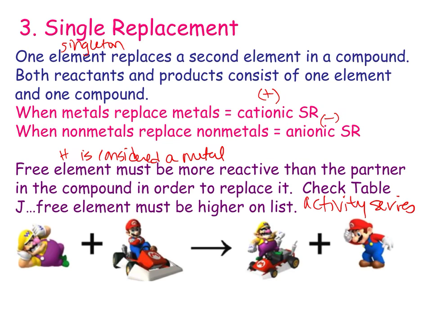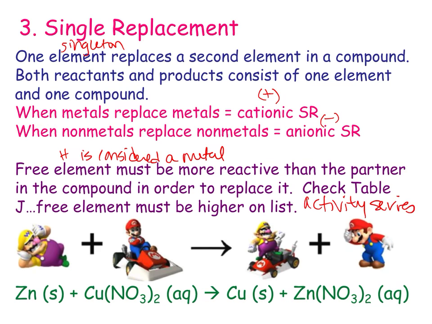So here's our Mario analogy. You see Wario, naughty, and Mario's on his cart. After the reaction, you see that Wario has the cart, and Mario does not. And that's because Wario must be higher on table J. So here we have an example. Now you can see that it actually happened. So zinc is a metal. So it's going to want to replace whoever is a metal in the compound. So that would be copper.